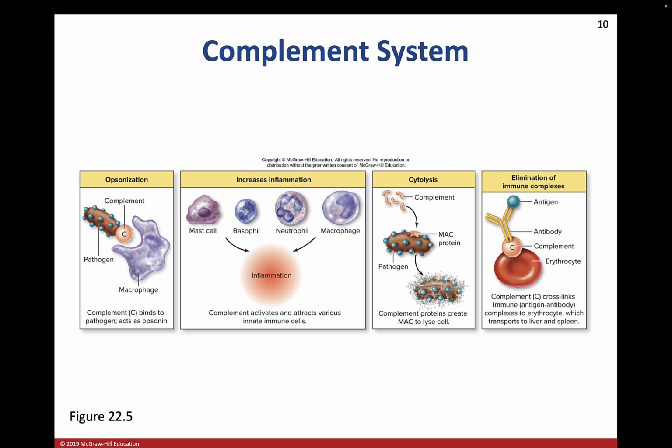If we look at the other role of increasing the inflammatory response, remember, complement will activate and attract various innate immune cells. Examples would be macrophages, neutrophils, basophils, and mast cells. If we look at cytolysis, here we can see the complement protein creates a substance that will cause the cell to lyse. And the last method, remember, was elimination of immune complexes. So here we see an antibody. The antigen is bound to the antibody, but we also have complement, which cross-links with a red blood cell. Now that will be transported to the liver and spleen, where it will be removed.